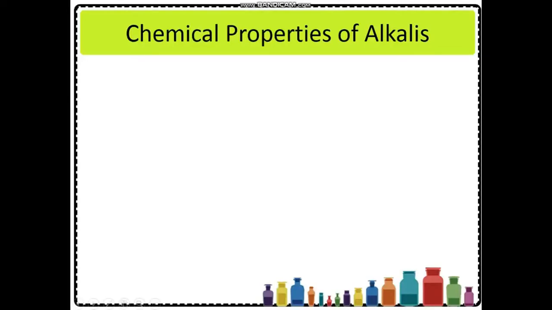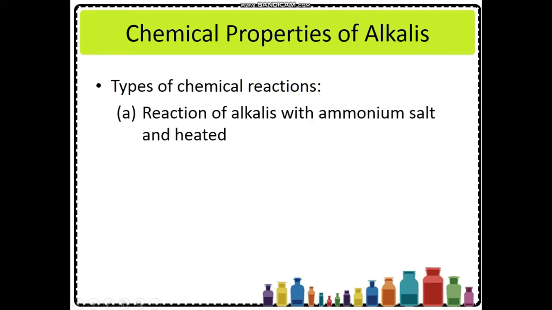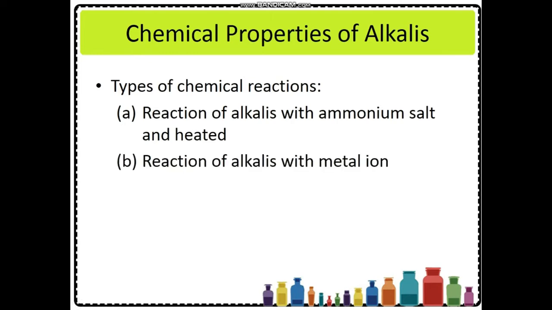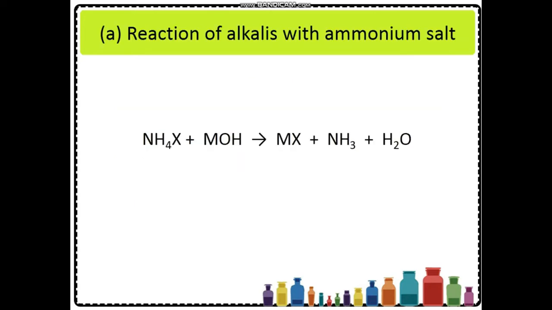Chemical properties of alkali. There are three types of chemical reaction that alkali undergo. A. Reaction of alkali with ammonium salt and heated. B. Reaction of alkali with metal ion. C. Reaction of alkali with acid. First one, reaction of alkali with ammonium salt.